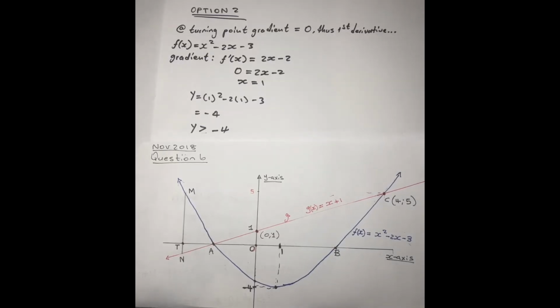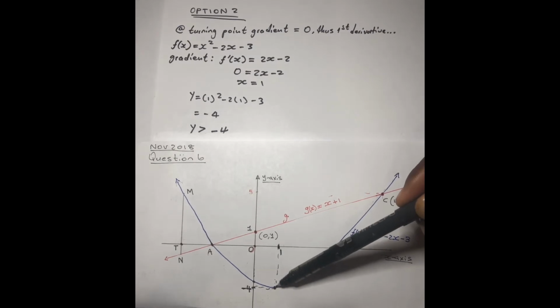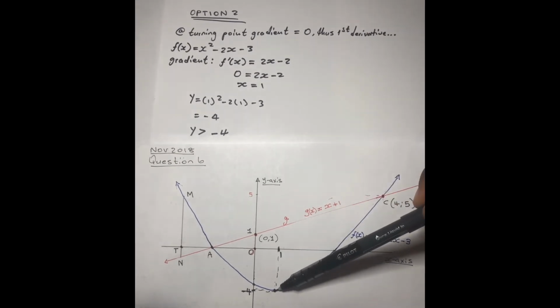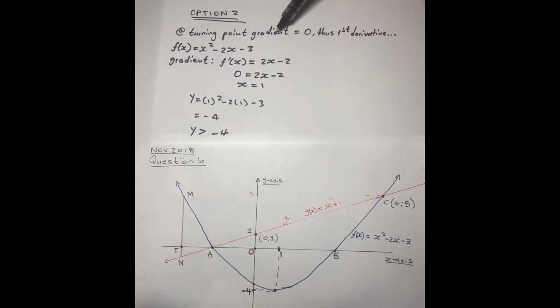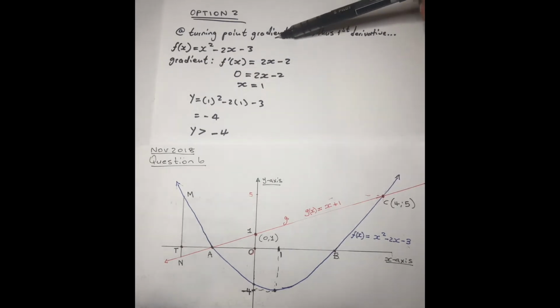So let's explore other options. Remember, at the turning point, we know the gradient is 0. So this is something that you should note down. At the turning point of a parabola, the gradient is 0 at that point. So I'll just repeat this for the last time. At a turning point of a parabola, the gradient at that point is 0.